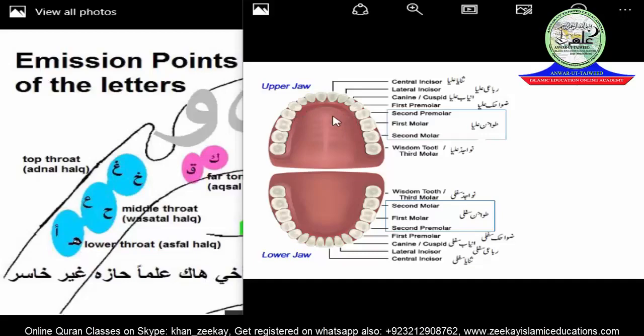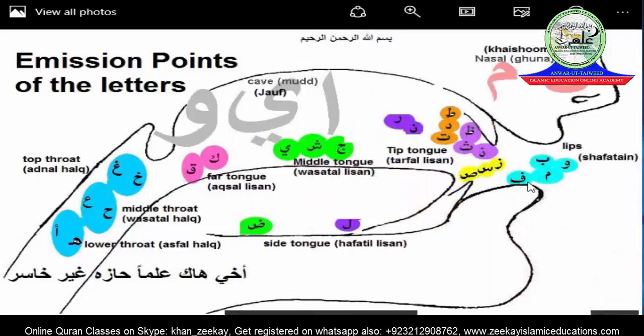The conclusion of this lesson is that letters ra, lam and noon are pronounced by the edge of the tongue when it meets with the part of the palate.